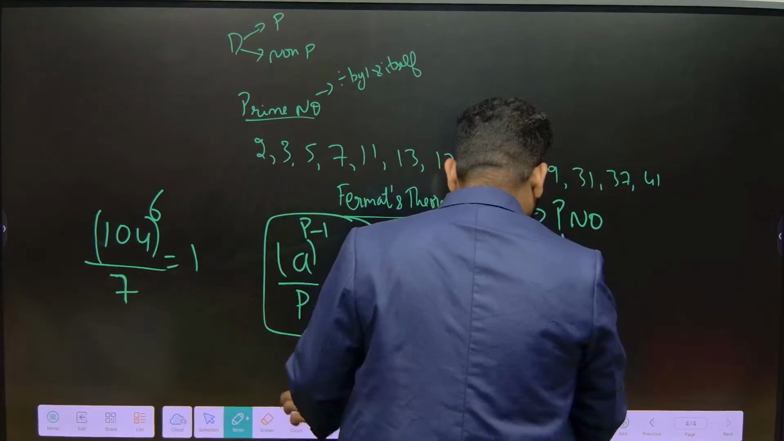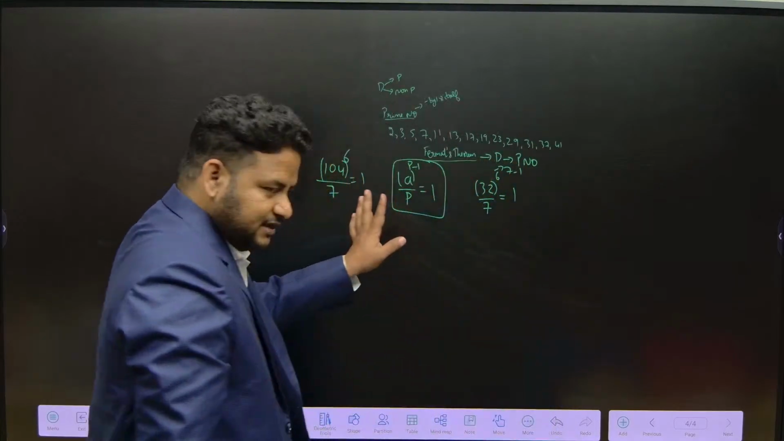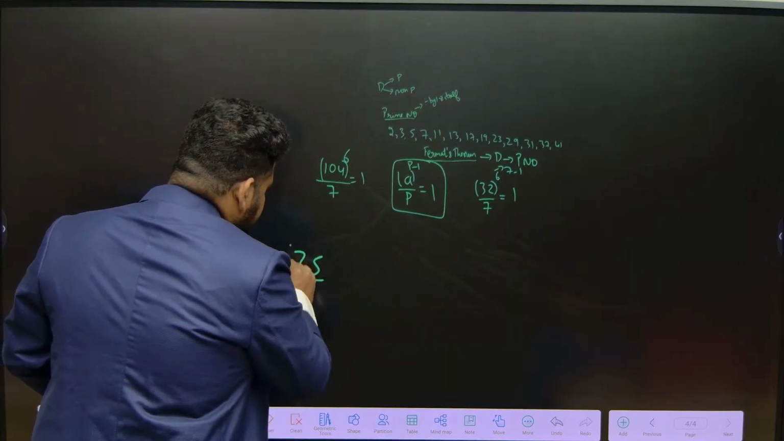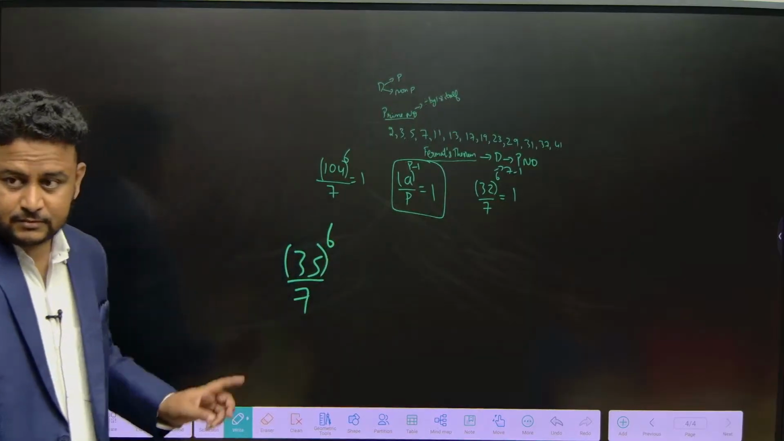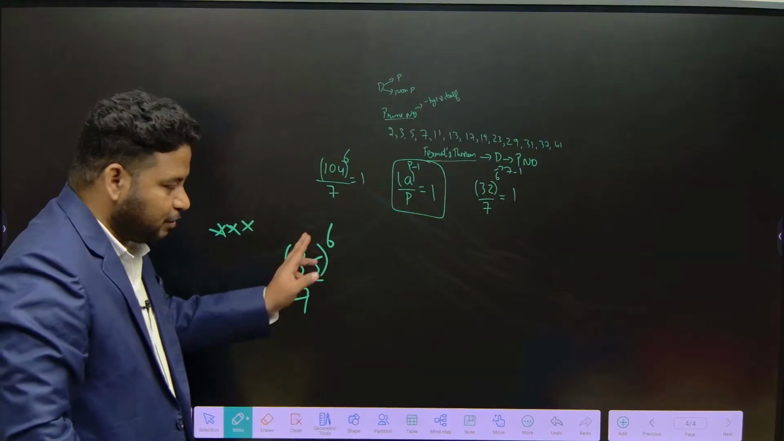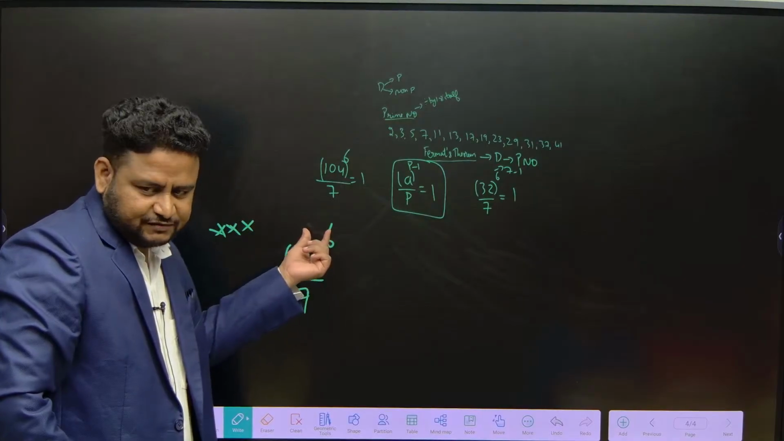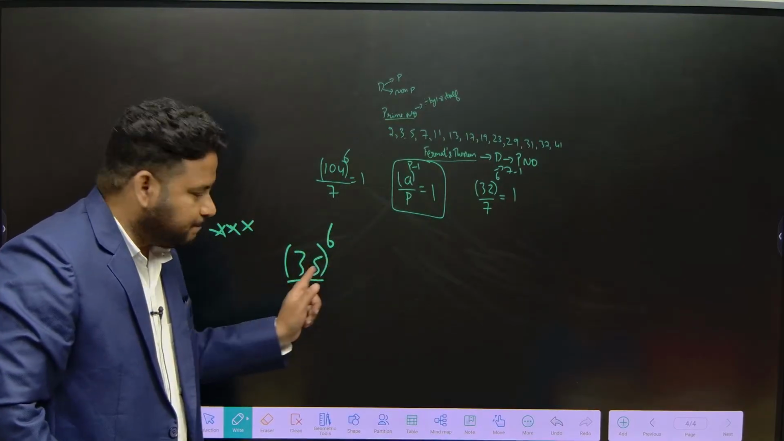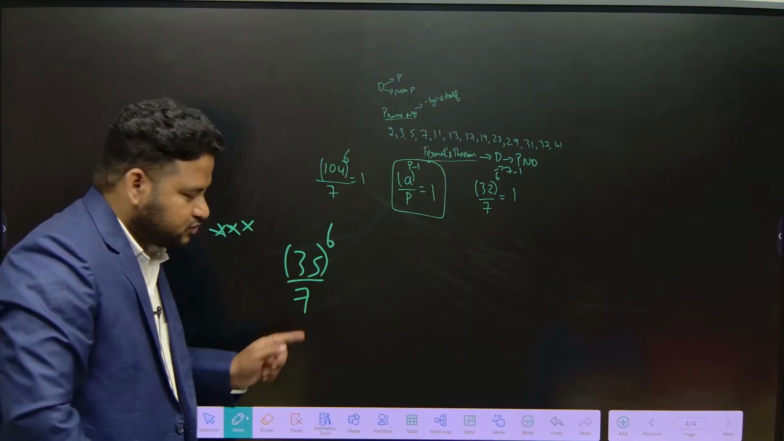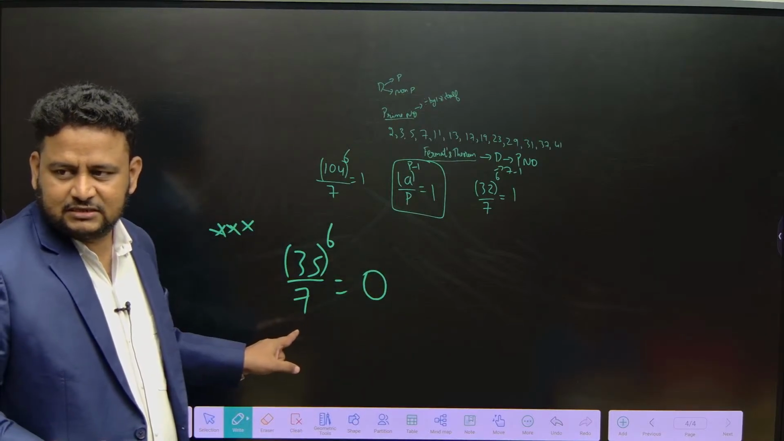Now, one more thing you have to understand. This is fine, but suppose they have given 35 by 7 to the power of 6. Please be careful, very important. 7 is a prime number, fine. This can be written as 7 minus 1. So you will think that the remainder is 1, but this 35 is divisible by 7. So definitely here the remainder will be 0. In such cases, the remainder will be 0.